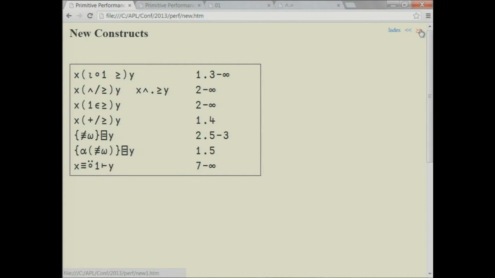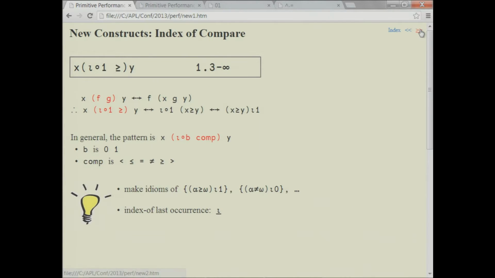Now I go on to new constructs. They are speed-ups in the sense that they give you a way of computing important and useful functions faster than what you can do before. Of course, it's not exactly the same construct as before because you don't have those new constructs before. The first one was already mentioned this morning a couple of times.